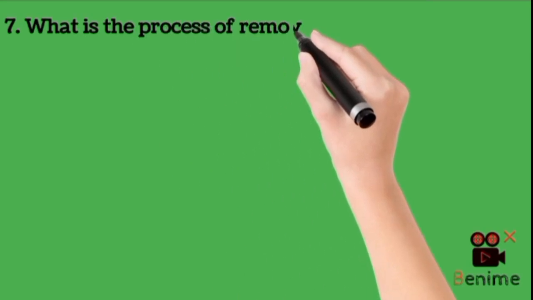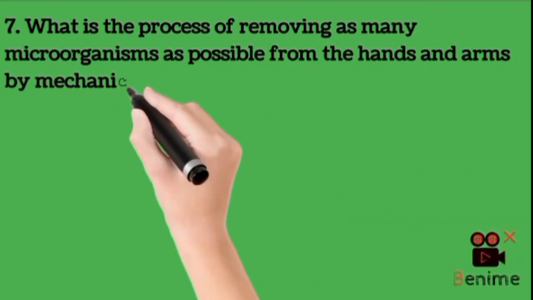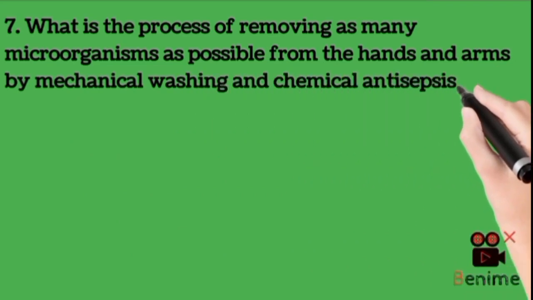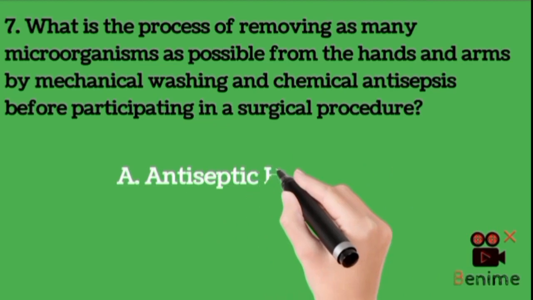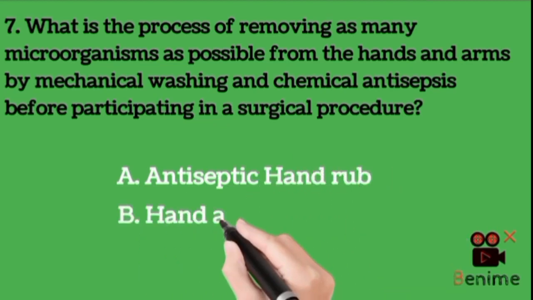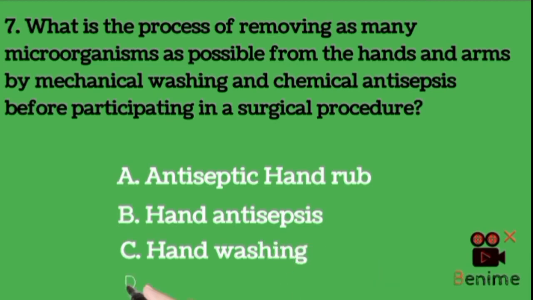7. What is the process of removing as many microorganisms as possible from the hands and arms by mechanical washing and chemical antisepsis before participating in a surgical procedure? A. Antiseptic hand rub. B. Hand antisepsis. C. Hand washing. D. Surgical scrub.